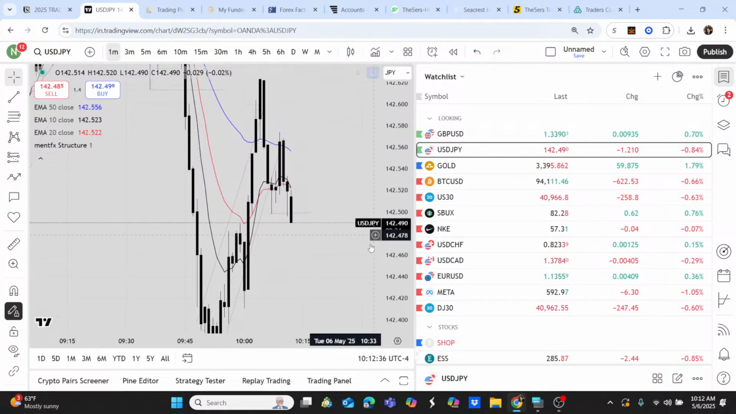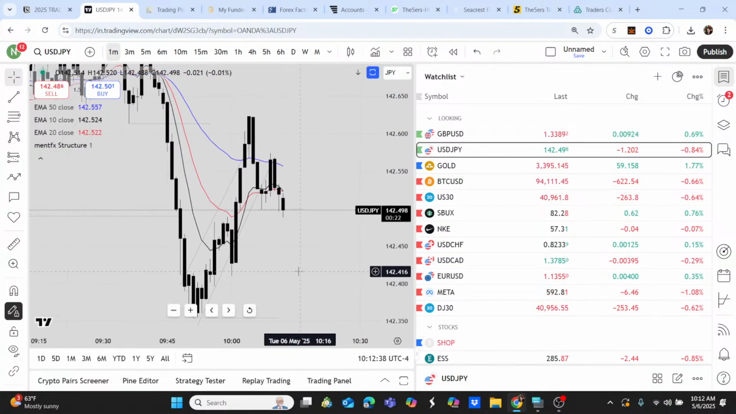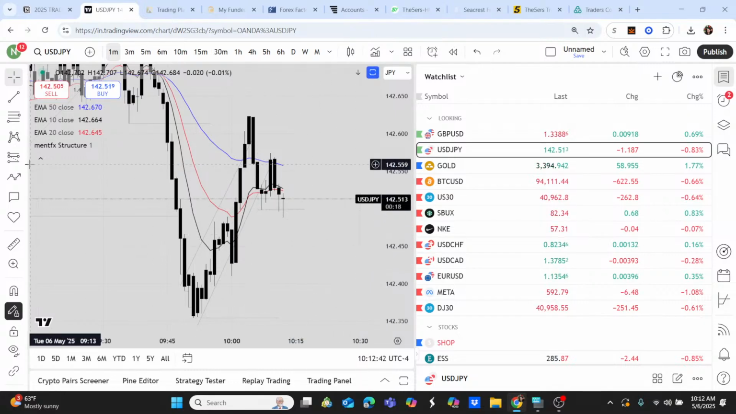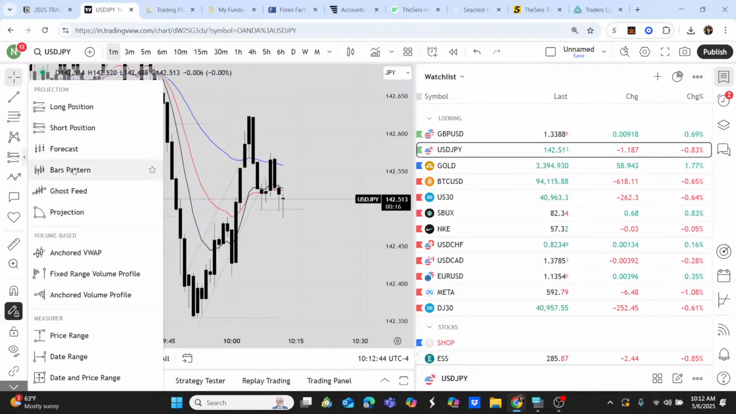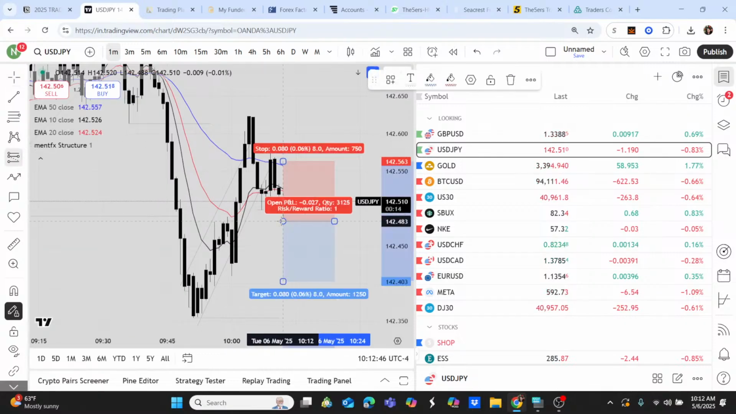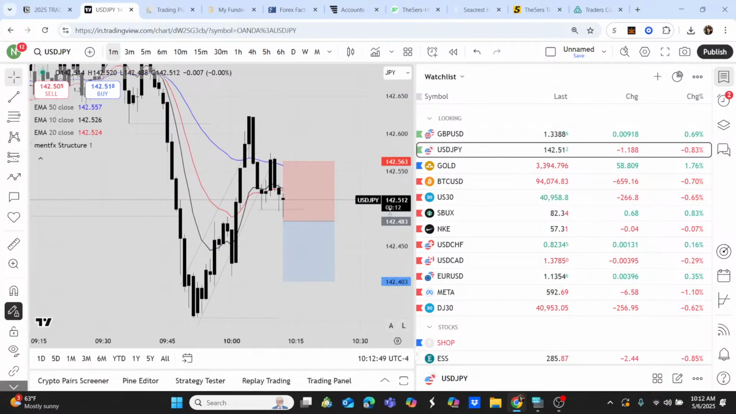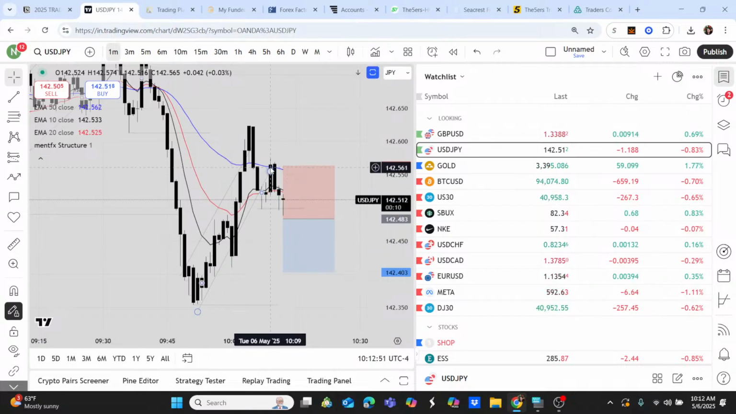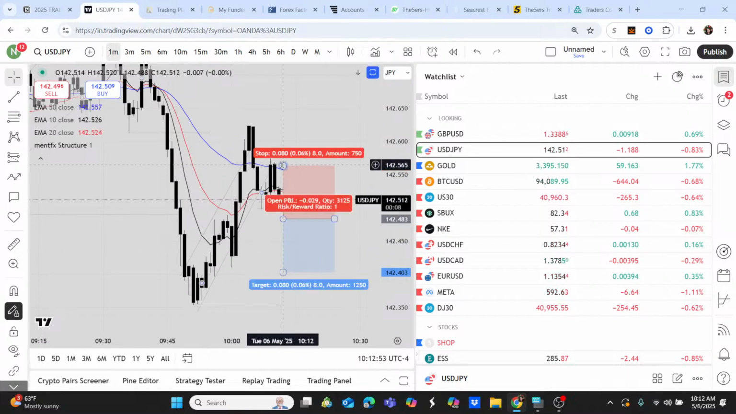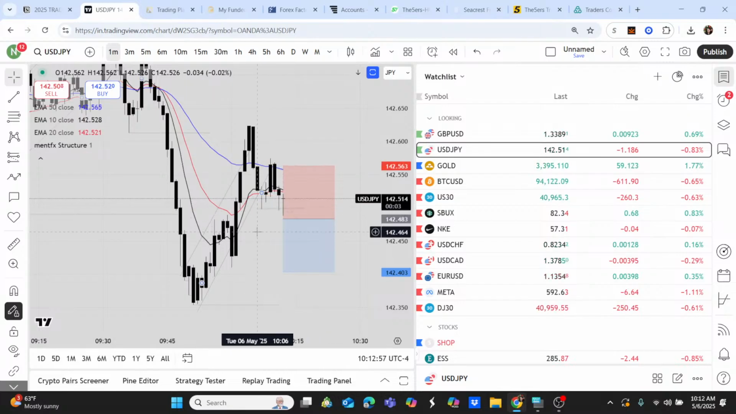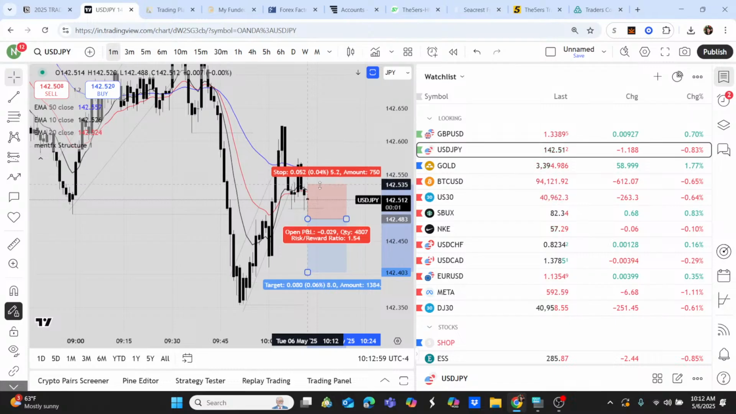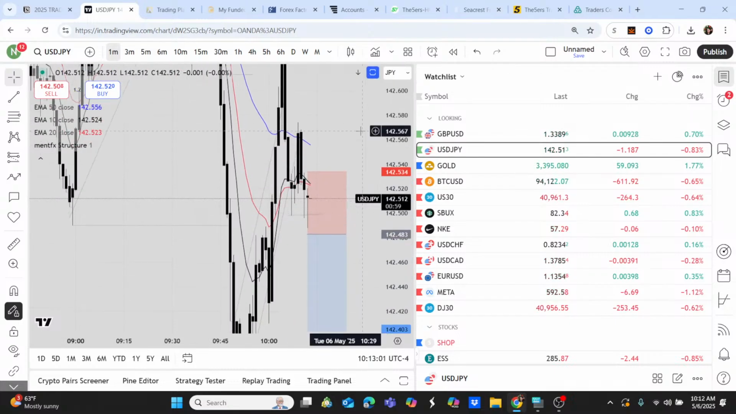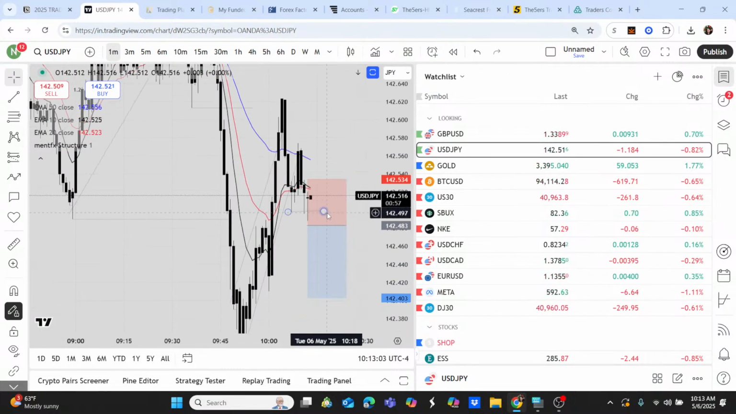Okay, so we're getting that break right here. Let's see. We gotta wait for that close to see if it's gonna continue. But just in case, I'm gonna prepare my orders in case price does end up breaking through. Let's see. I think that's a good... What would be the stop?